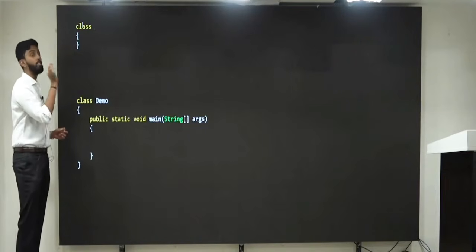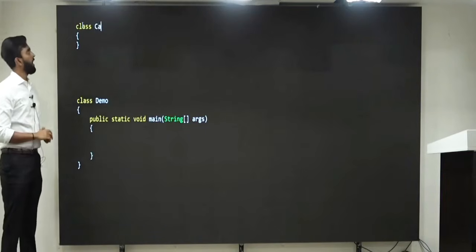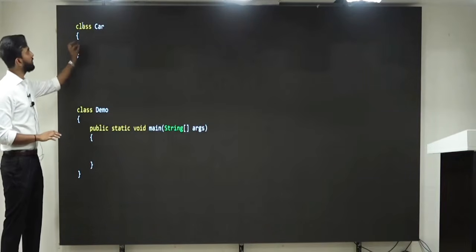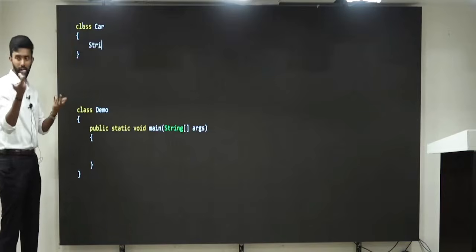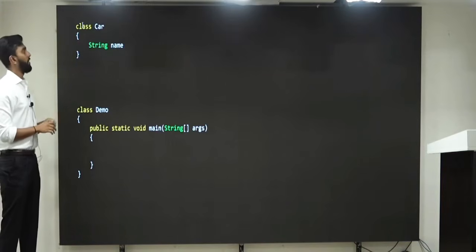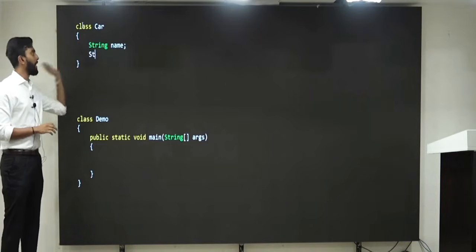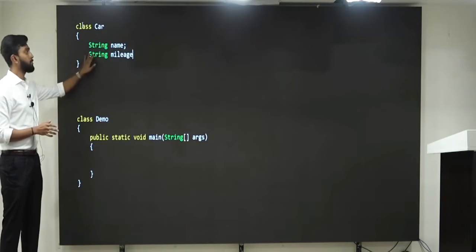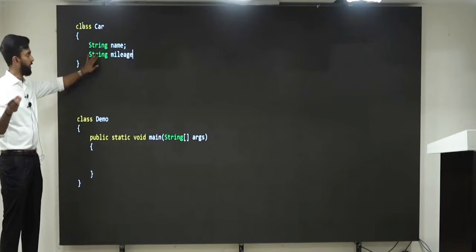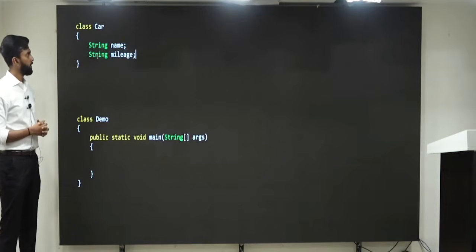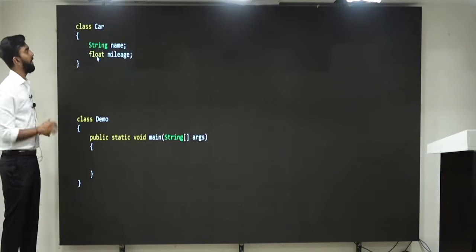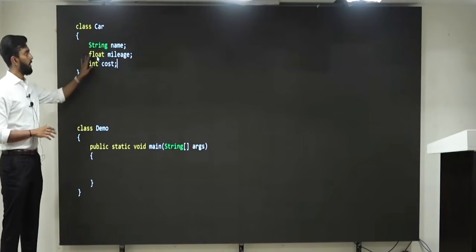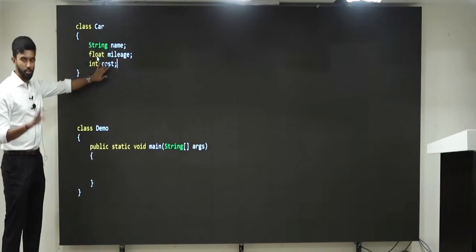I'll create one class called car. Inside that I will tell string type name. Car will have a name. Next I will tell string type mileage. Okay. Next, mileage means float, 10.5, 20.5, so change it to float. Next, I will tell int cost, like this. Name, mileage, cost. Clear till here?